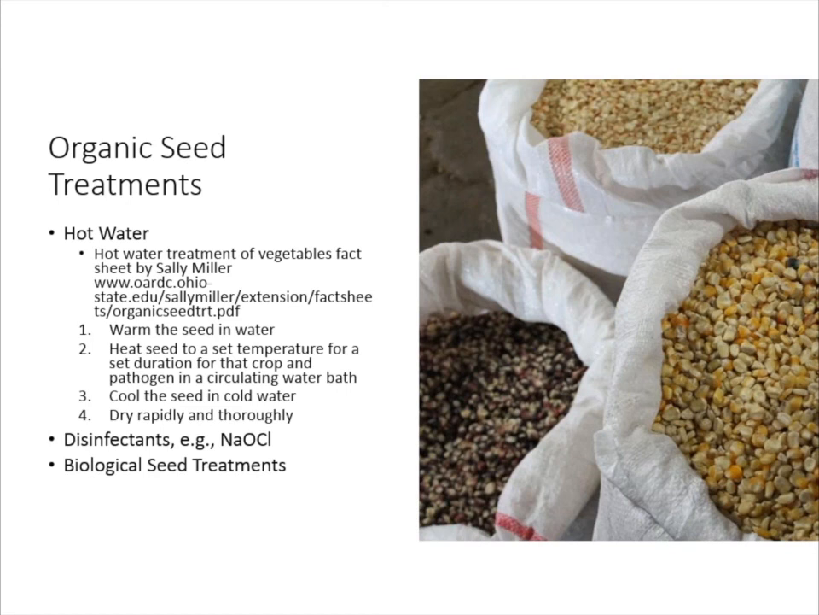And in general, the techniques you want to use are these 4 steps here. You want to warm the seed in water, and the temperature of that water depends on what seed you're working with. You want to heat the seed to a set temperature for a set duration of time, and again, that temperature and duration depend. And you want that in usually circulating water baths. You want to make sure that the water's moving and getting all the seed evenly. Then you want to cool the seed in cooled water and dry rapidly and thoroughly.